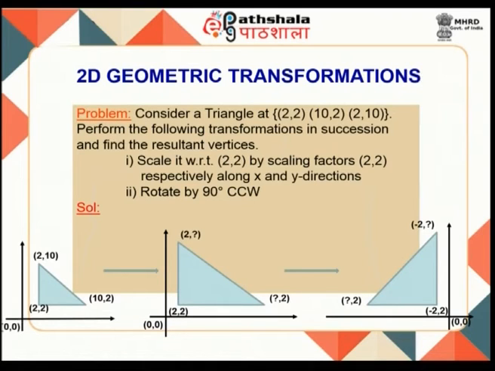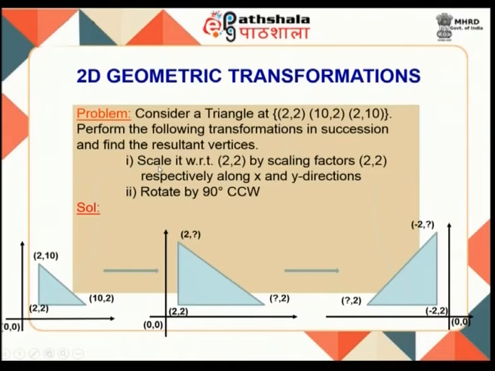So, let us take an example problem that we can solve easily. Consider a triangle at (2, 2), (10, 2) and (2, 10). So, the 3 vertices of a triangle are given. Now, perform the following transformations in succession and find the resultant vertices. Our aim is to perform these 2 transformations on the triangle and then find the resultant position.